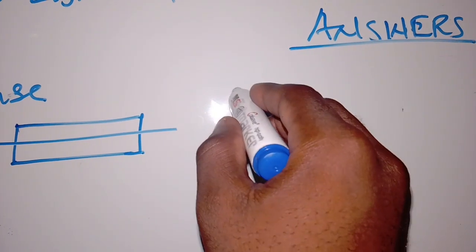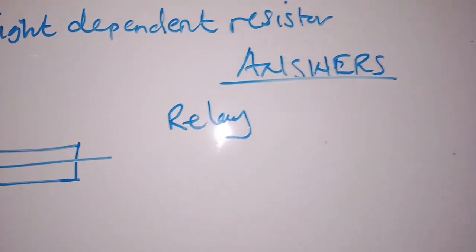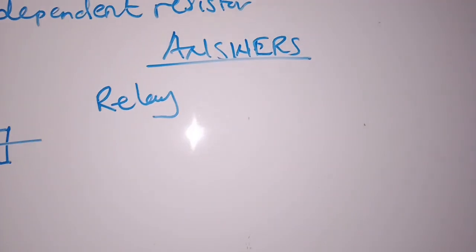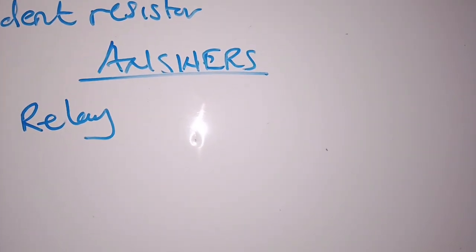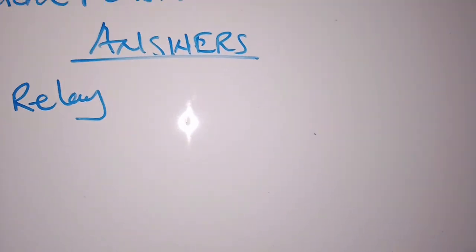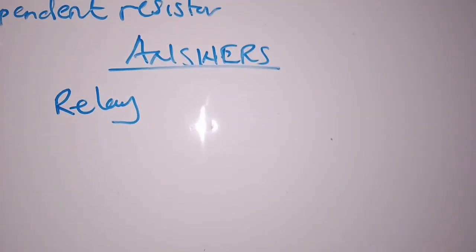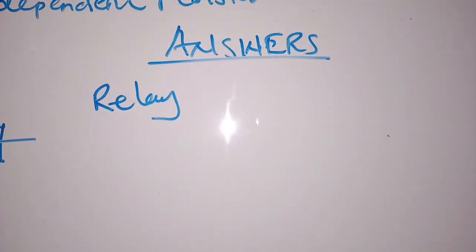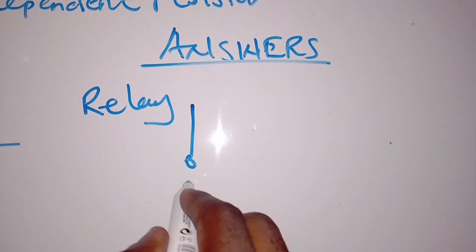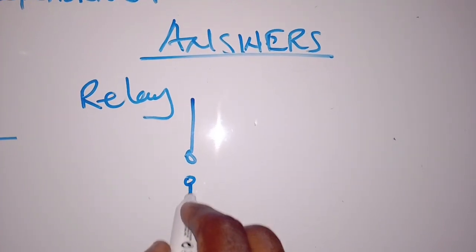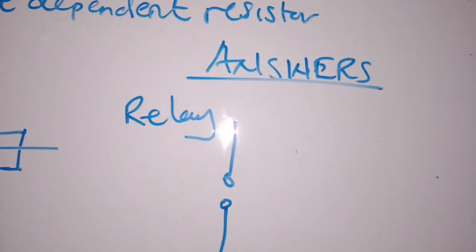And then we have a relay. A relay acts as an electromagnetic switch. It is used in industries for different purposes, and one of them is that it acts as an electromagnetic switch. So here you have the switch. It may be connected or it may be open like this.